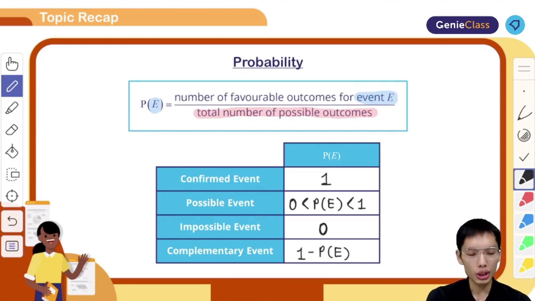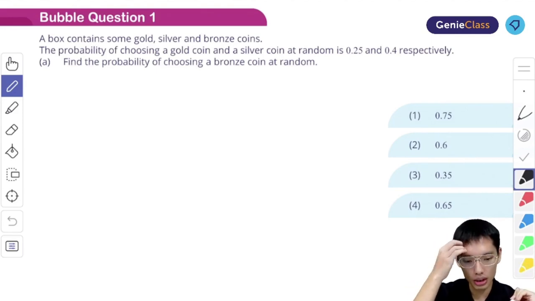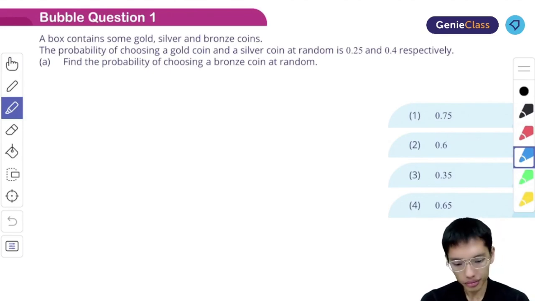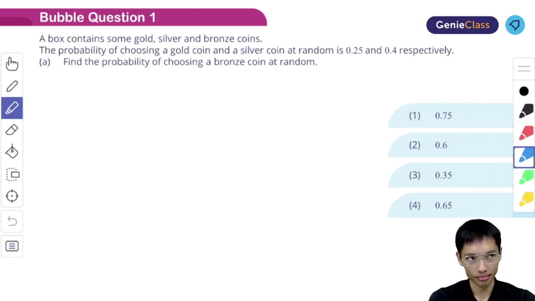Now, let's move on to our first bubble question. You have to read the question very carefully. Some gold, silver and bronze coins are given. All the details are really true. Let's see how you will fare. In this case, there will be 2 bubble questions that are linked together. First one, pretty quick, 1 minute. Launching the bubble launcher in 3, 2, 1, let's go.